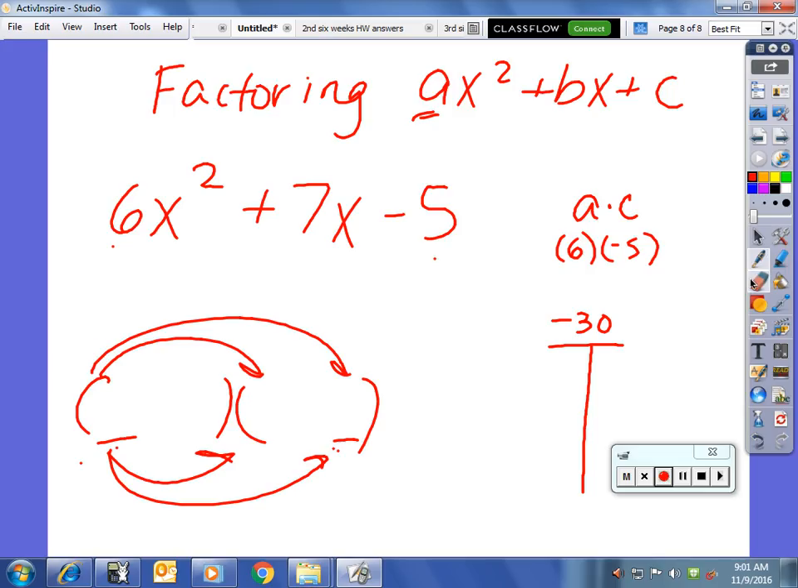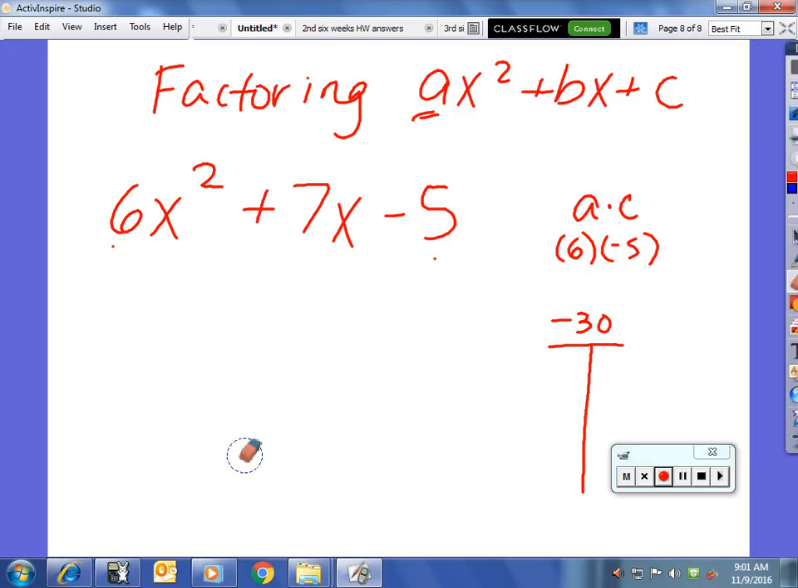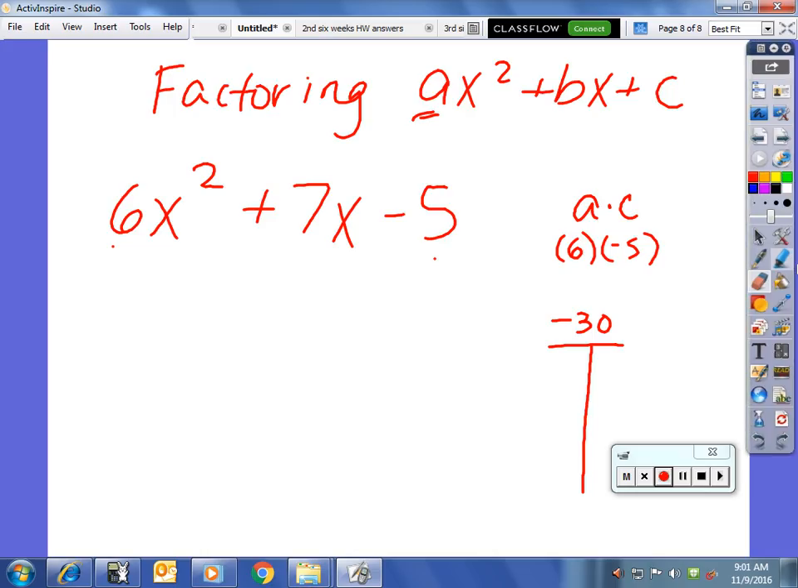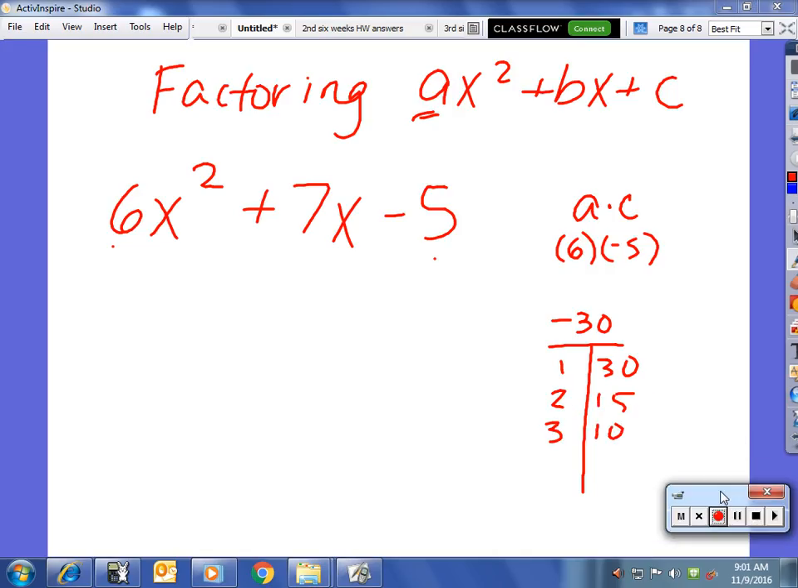Okay, so let's think of all the pairs of factors that could give us a negative 30. I don't really assign the signs yet. I just think of the factors first. 1 and 30, 2 and 15, 3 and 10. Did we miss any? 5 and 6.